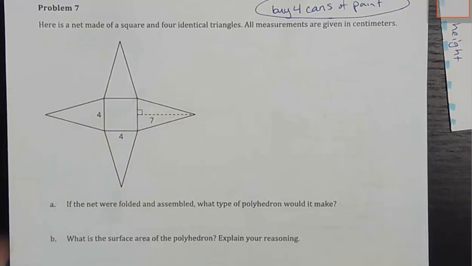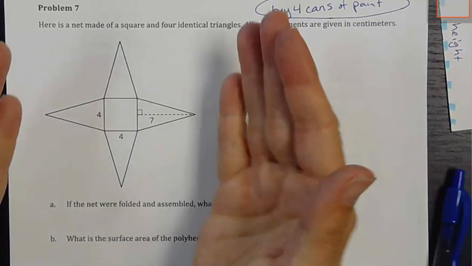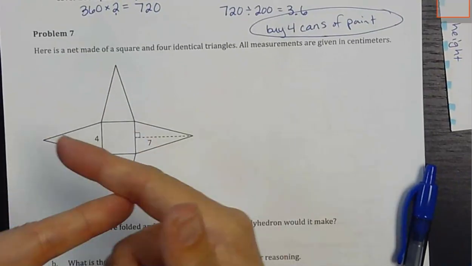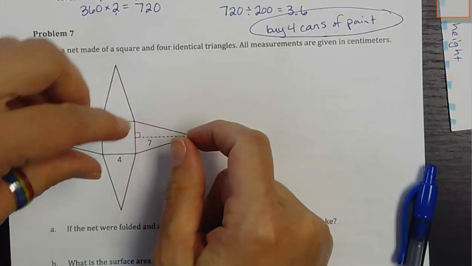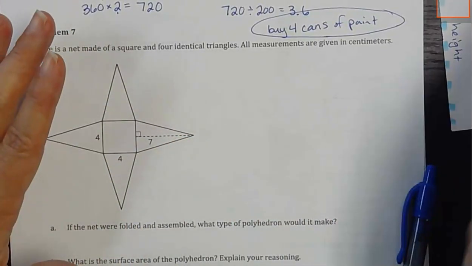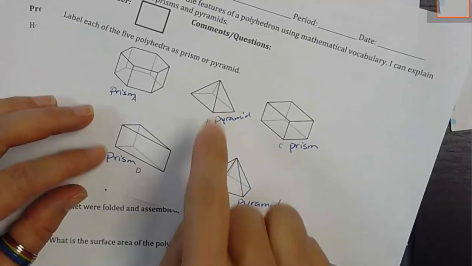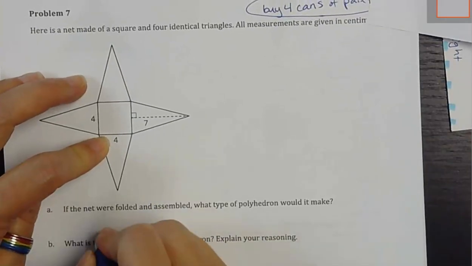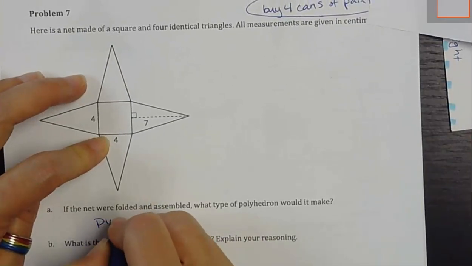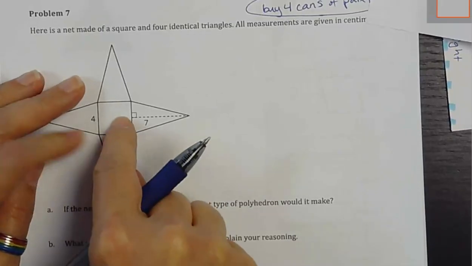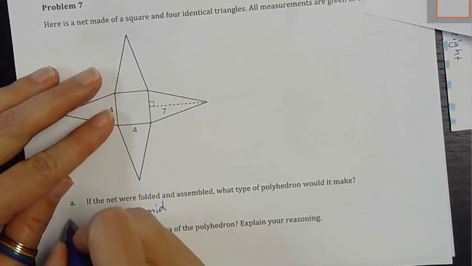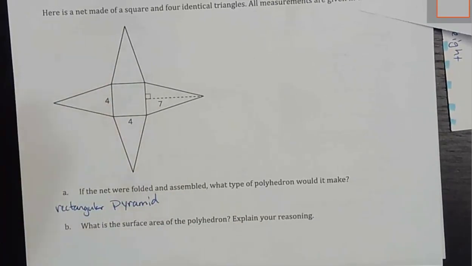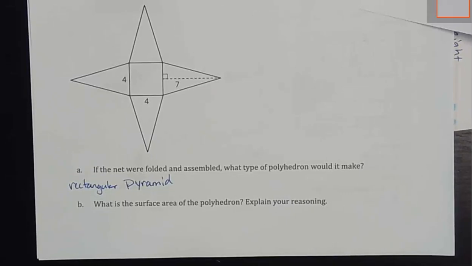Okay, here's our net. If the net were folded and assembled, what type of polyhedron would it make? So if I folded these triangles up, they'd end up with a little peak right here in the middle. And it would look something like that right there. So this is going to be a pyramid. So what polyhedron? It would be a pyramid. Specifically, because this is a rectangle on the bottom, it would be a rectangular pyramid.